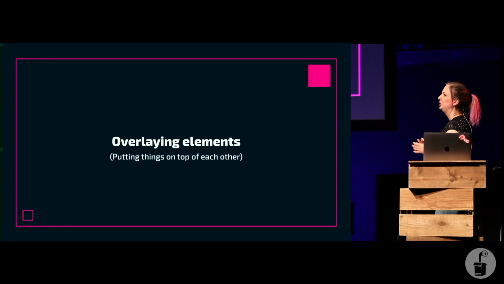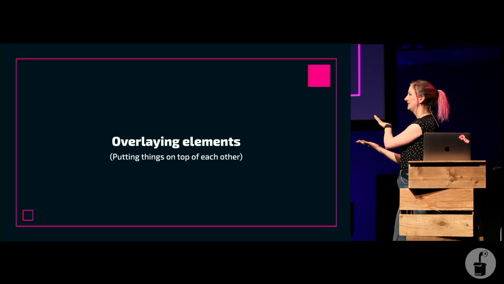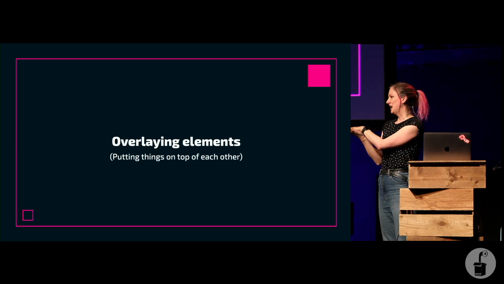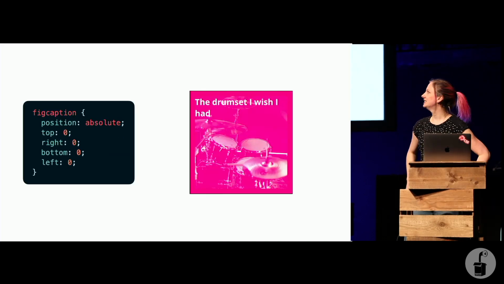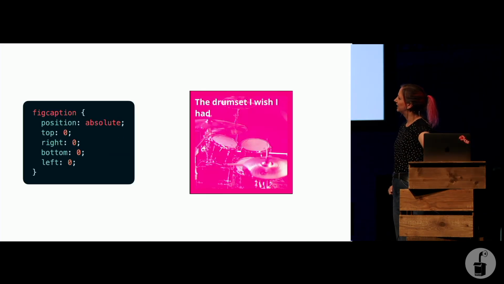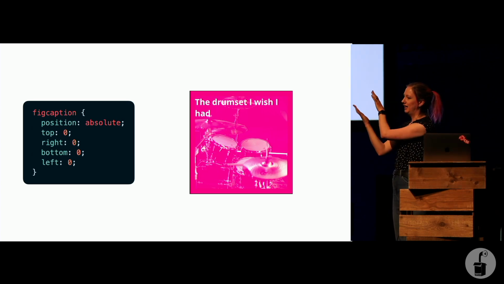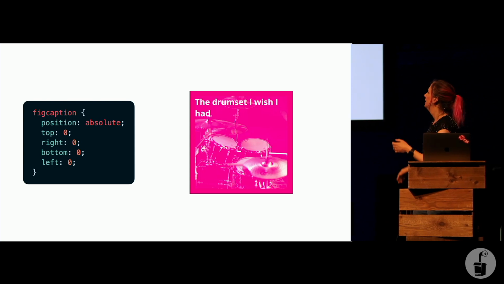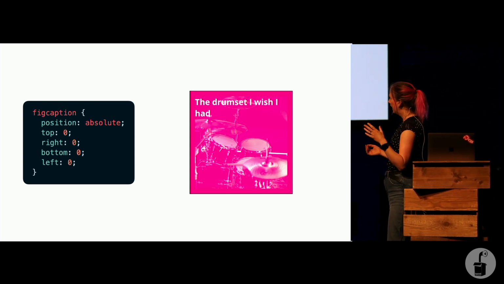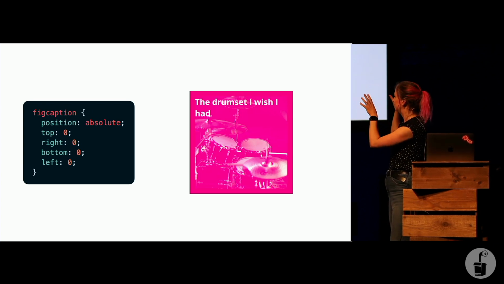Now, how often do we want to place one element on top of another in CSS? For me, it's pretty often. I do that all the time. And this is probably how we're going to do it, or at least historically. So I've got this image. I want to overlay a caption on top of the image. It's got a blend mode in there, so we can see the image bleeding through. And this caption is in pink here.